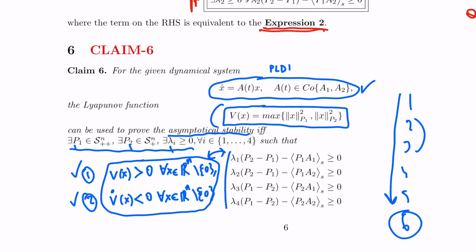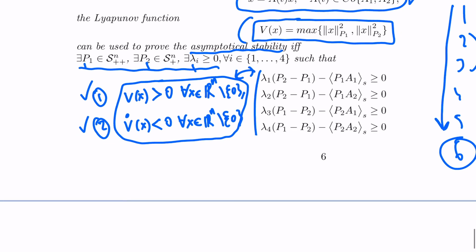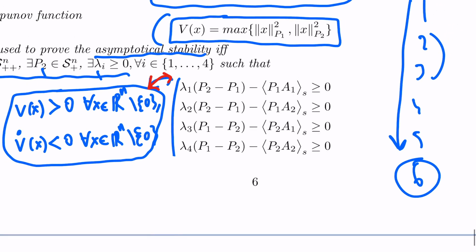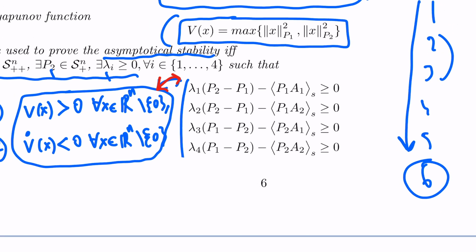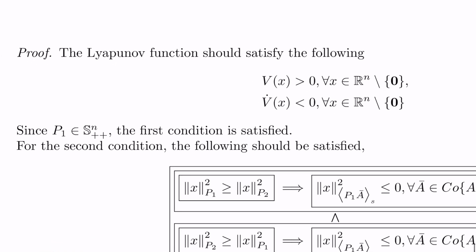So this is the system, and this is the Lyapunov function. These are the conditions that the Lyapunov function must satisfy in order for us to prove the stability of the given dynamical system. And these conditions are equivalent to those conditions. Then we ask the question why, a very annoying question if you think about it. Let's start with the proof.